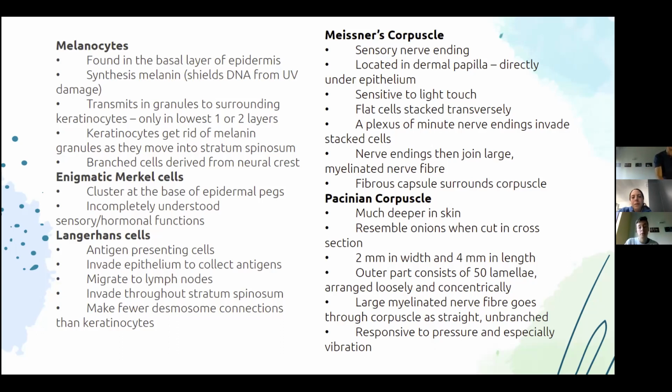Yeah, so this is a large myelinated nerve fiber going through the corpuscle, and it is responsive to pressure and especially vibration. So we're remembering Meissner's, closer to the surface, sensitive to light touch. Pacinian, much deeper, sensitive to pressure and vibration.